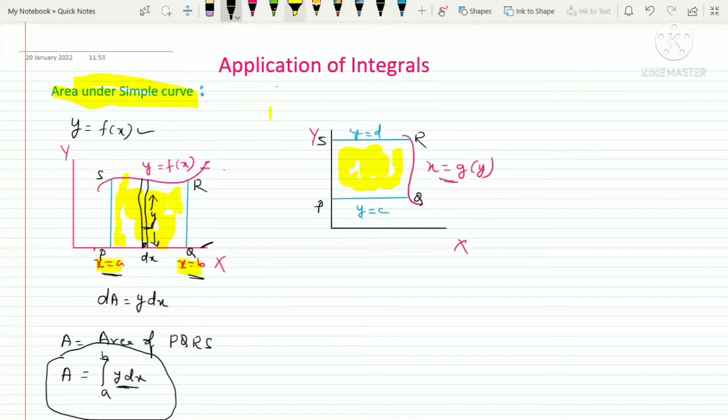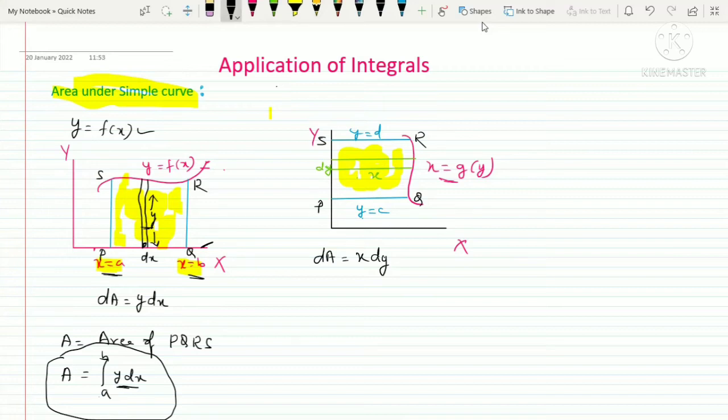In the same way, I am dividing that area into small strips. Like this, I am dividing. The length I am taking as x, the width is dy. Now, what is the area of that strip? That is dA is equal to x into dy. This is the area of the one strip.